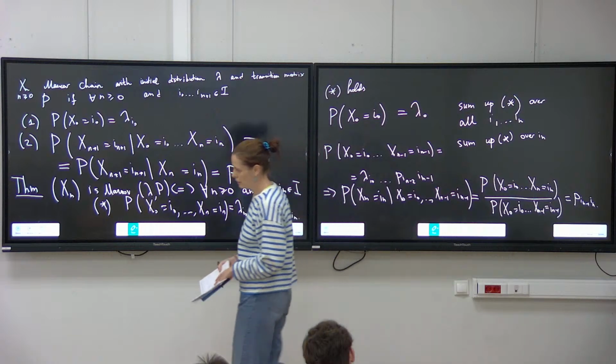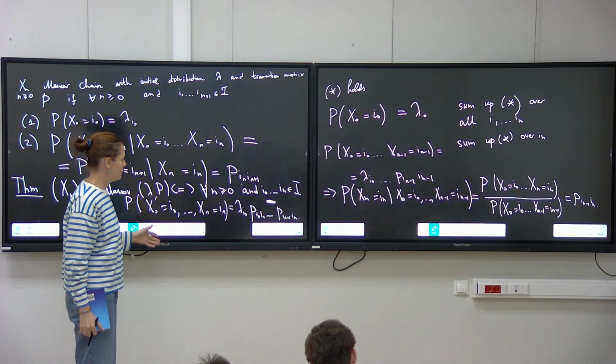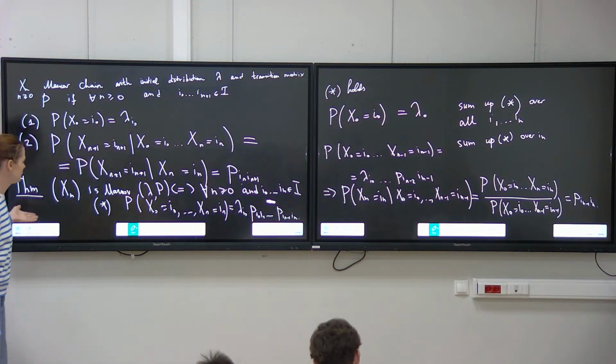Понятно? Значит, что мы сделали? Давайте поясню я по-русски. Значит, мы должны, для того чтобы проверить, что нам действительно задали цепь Маркова, проверить два условия.